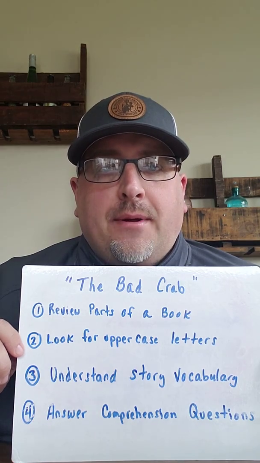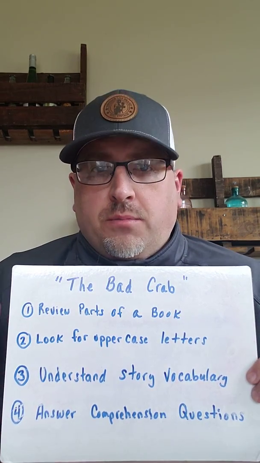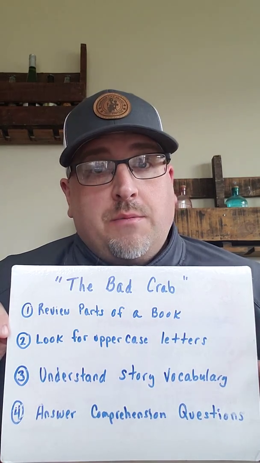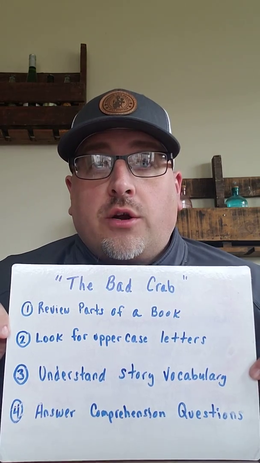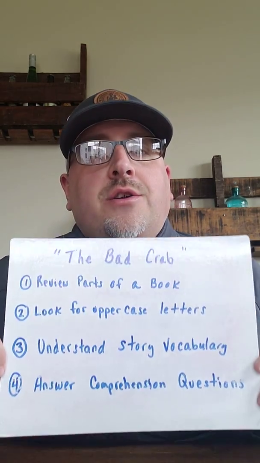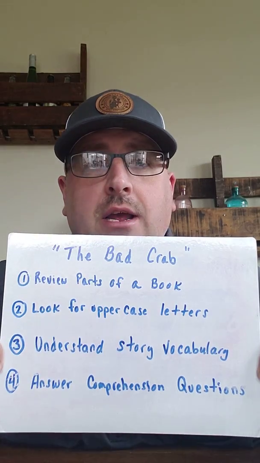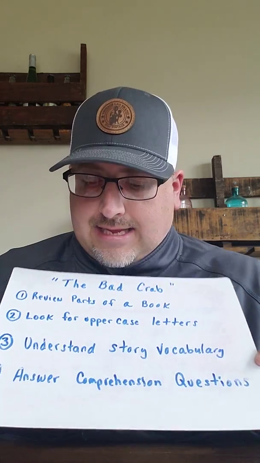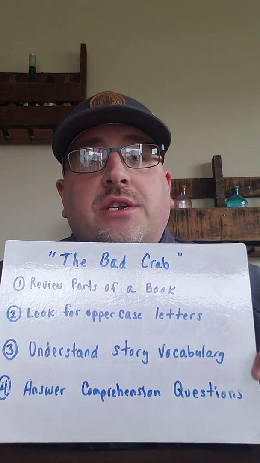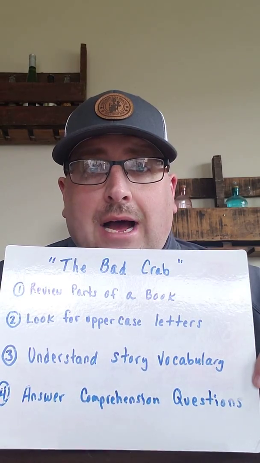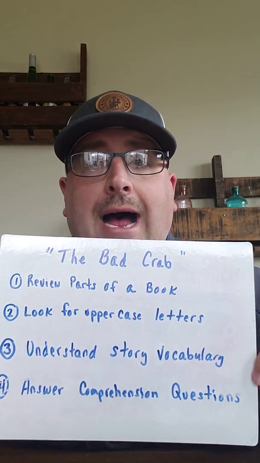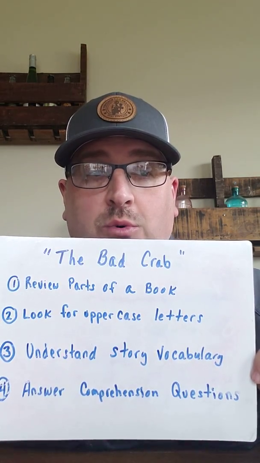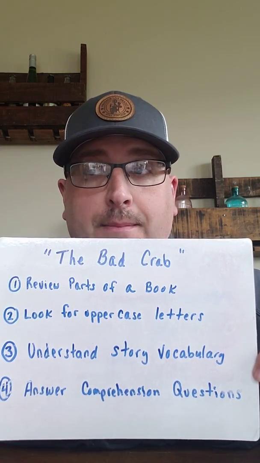The Bad Crab. All right, we are going to review parts of the book. We'll do that in a second. That's an objective we're going to do. And we're going to look for uppercase letters. All right, we practiced some uppercase letters yesterday. We are going to look for them in our story. Number 3, understand story vocabulary. I have 3 vocabulary words that are going to show up in our story. I want you to go over those. And then at the end, answer comprehension questions. These are going to be 3 questions that I'd like for you to comment in the comment section below on the bad crab. All right? So those are our story words for today and our objectives for the bad crab. And let's read our story.